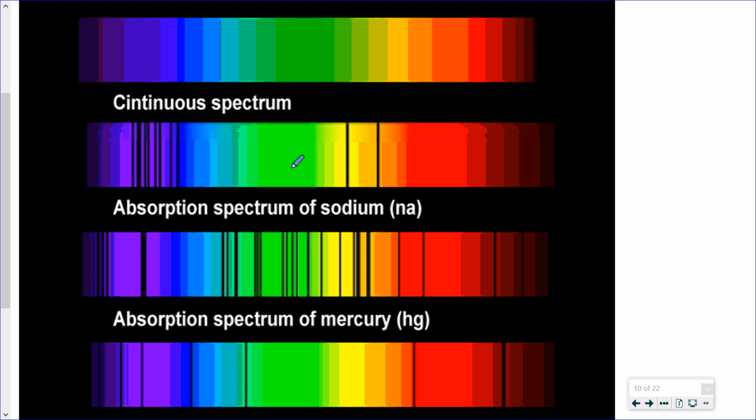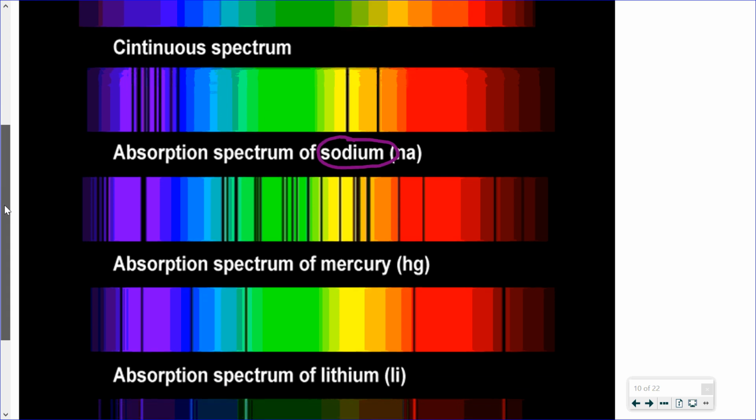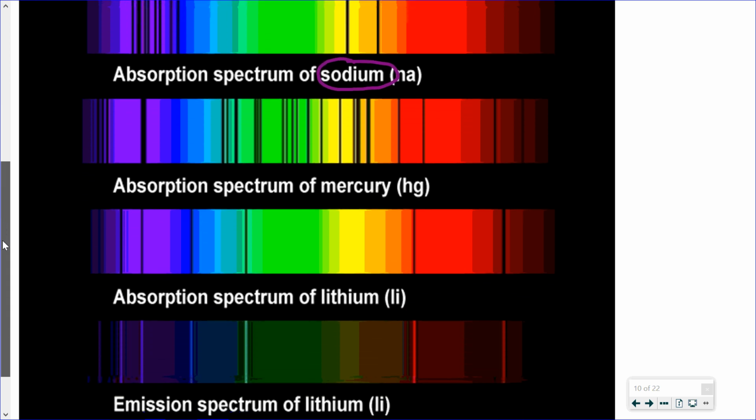So if we do take sodium, vaporize it, put it into a glass chamber, and pass white light through it, and then use a spectroscope to look at it, we see that there are some gaps. So what does that mean? Sodium removed all of those different colors. Electrons were excited in the sodium gas, and in the end, it ended up removing those particular frequencies and wavelengths of light. So notice here that if we do it with a different gas, mercury, it's a little bit different.